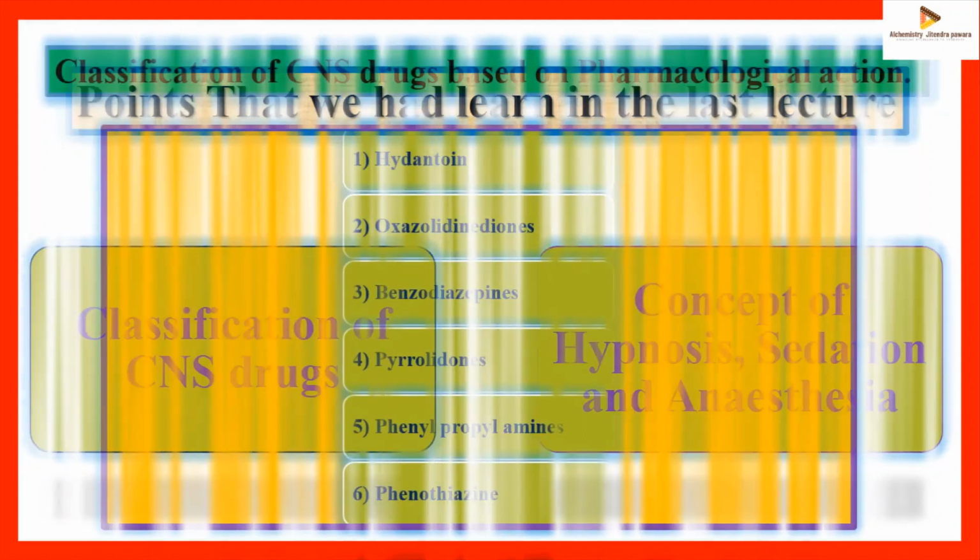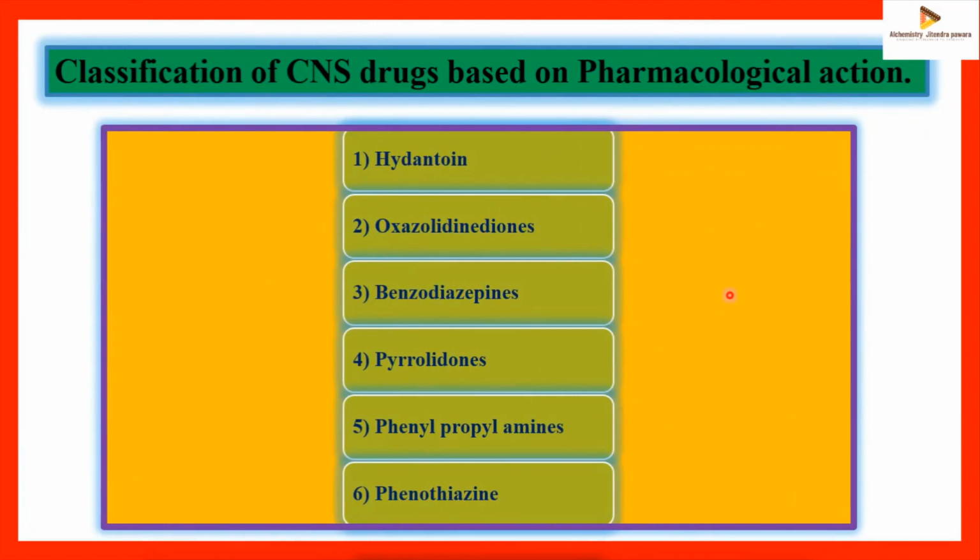Today we are going to learn the classification of CNS drugs based on pharmacological action. This CNS drug has been classified into six chemical classes: the first class is hydantoin, then oxazolidine dione, benzodiazepine, pyrrolidones, phenylpropylamine, and phenothiazine. These are the six classes of CNS drugs based on pharmacological action.